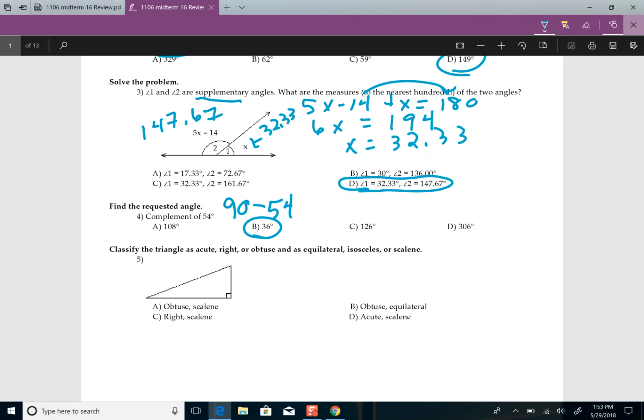Number 5. 5 says classify the triangle as acute, right, or obtuse, and then as equilateral, isosceles, or scalene. So there's 2 kinds of measurements going on. One of them is about the type of angle, and the other one's about the sides relationships. Okay, definitely this little square here says this is a right triangle, and then none of the sides have any kind of lines to indicate that they're equal, which tells me it's scalene. So I have a right scalene.